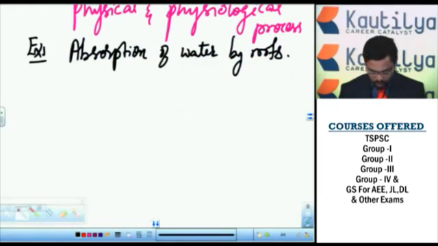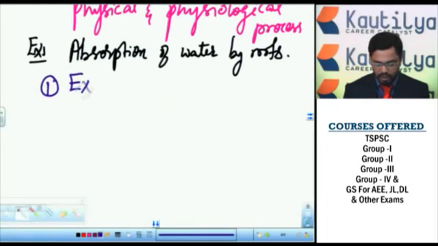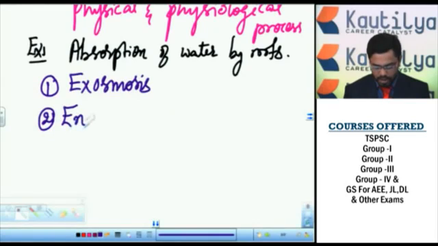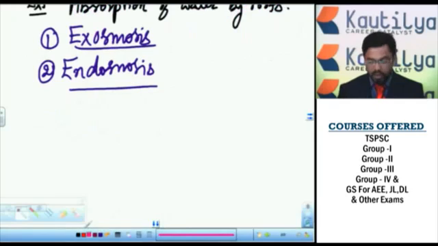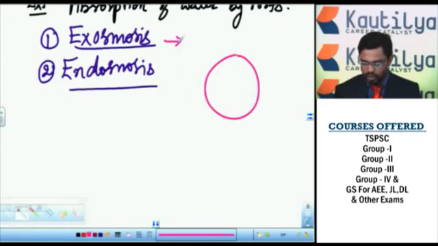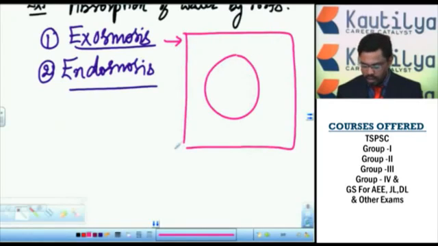Here the osmosis may be of two types, that is exosmosis and endosmosis. Here exosmosis means when a plant cell is kept under a hypertonic solution.